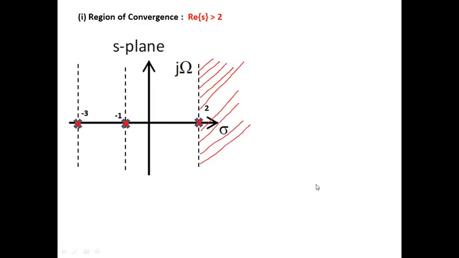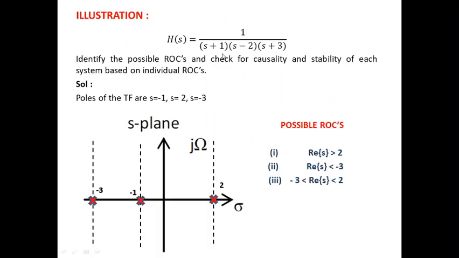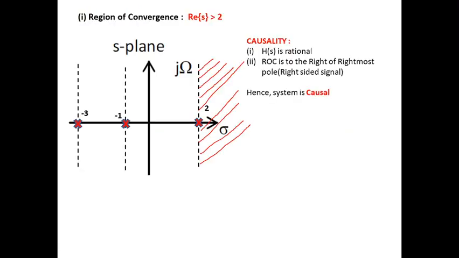So how do we check for causality? The causality condition is h of s is rational. Yes, h of s is 1 by (s plus 1) into (s minus 2) into (s plus 3). The numerator as well as denominator is rational. If it is going to be irrational, it will contain terms which evaluate to some real value. For example, if it includes e power s, in that case the transfer function is called irrational. So h of s is obviously rational over here. Second important property for causality is ROC is to the right of the rightmost pole, right? And hence this system is a causal system.